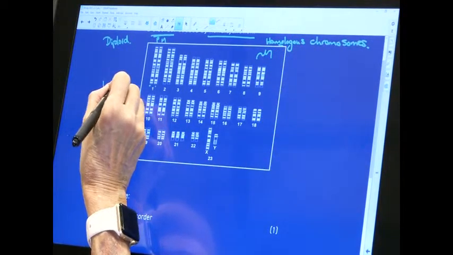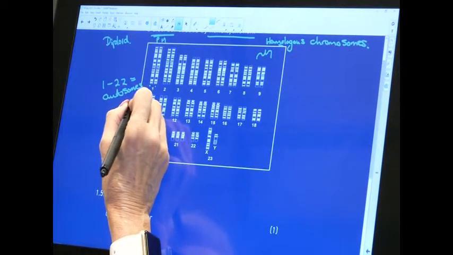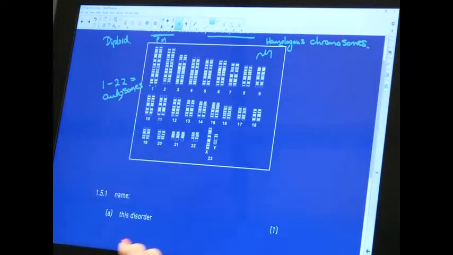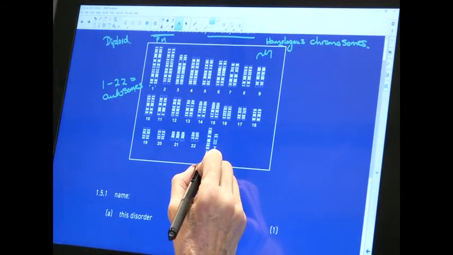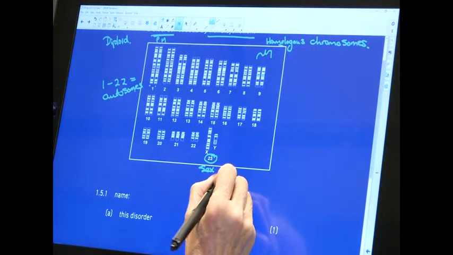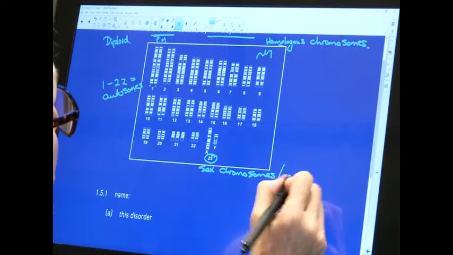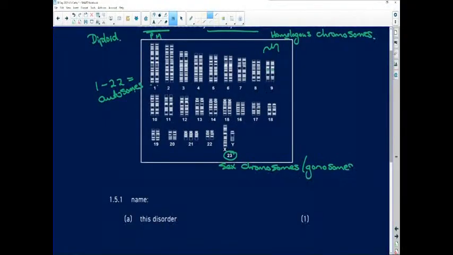Chromosomes 1 to 22 are called autosomes. And they are responsible for all your characteristics, except the sexual ones. And then chromosome pair 23, these are your sex chromosomes, or you can call them gonosomes. Okay? And in a male, this will be a male, it's XY. And they are non-homologous chromosomes.